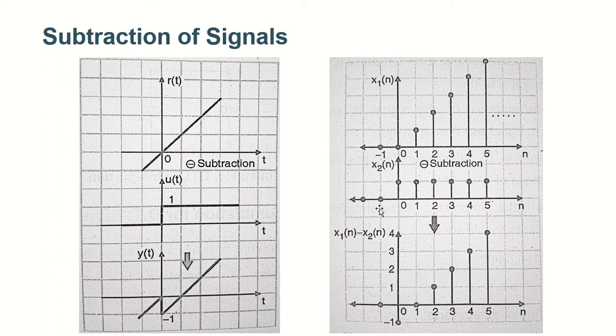See, for minus 1, what is the value? For minus 1 it is not having any value. At 0, the ramp has 0 and the unit step is also 0, so 0. At 0 it is 0 and the unit step is 1, so it will be minus 1. For 1, it is 1 and 1, so 1 minus 1 is 0. For 2, it is 2 and 1, so 2 minus 1 is equal to 1. For 3, it is 3 and 1, so 3 minus 1 is equal to 2. I think it is pretty much clear to you.